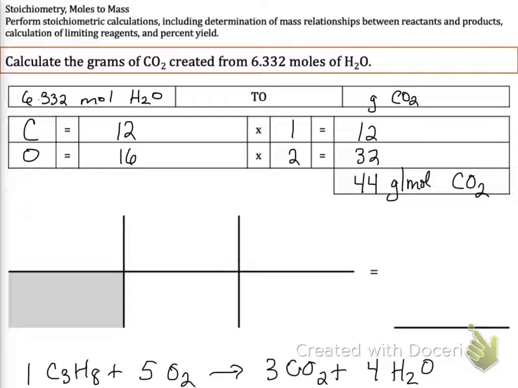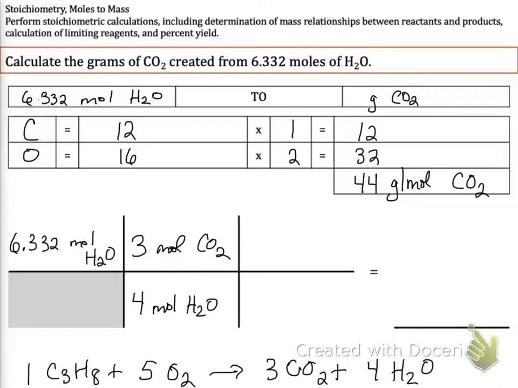We're going to start by writing down our given, 6.332 moles of H2O. I need to go from moles of H2O to moles of carbon dioxide first using the mole ratio. So there are 4 moles of H2O created for every 3 moles of CO2 that are created. If you stopped right here, you'd have a mole-to-mole conversion, but we need to go one step further and find grams of CO2, so we need our molar mass. There are 44 grams of CO2 in 1 mole of CO2.